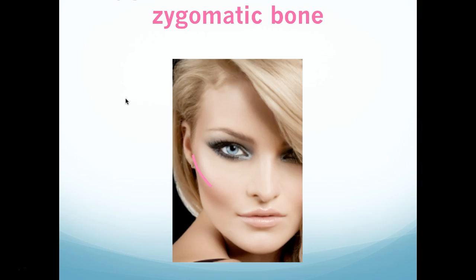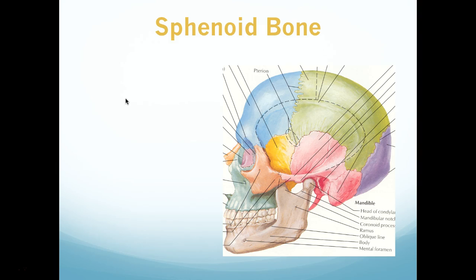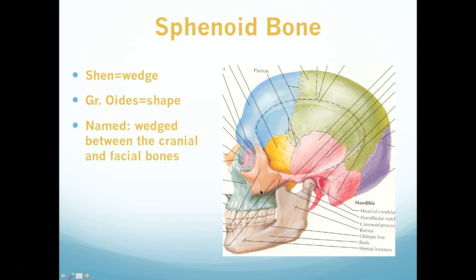which you see right in here. Next we have your sphenoid bone. The word sphenoid means wedge, and I don't want you to think of a door wedge. Instead, I want you to think this sphenoid bone is wedged between the cranial bones up here and the facial bones. So this is our wedge bone between the cranial and facial bones.